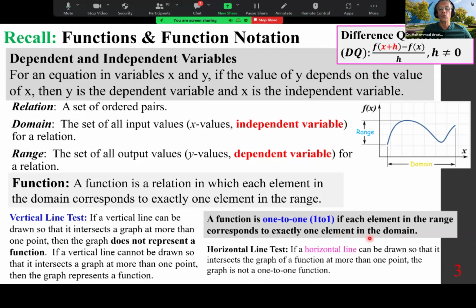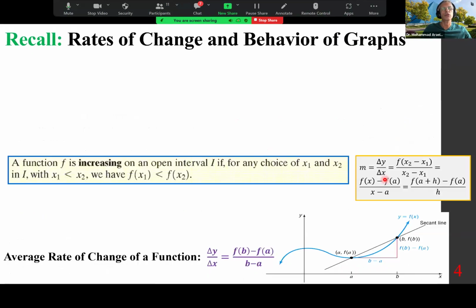A function is one-to-one if each element in the range corresponds to exactly one element in the domain. And then we have the horizontal line test, or HLT: if a horizontal line can be drawn so that it intersects the graph of a function at more than one point, the graph is not a one-to-one function. So this is the synopsis of what we've learned. In short, for a function, the x coordinate cannot repeat. For a one-to-one function, not only the x, also the y coordinates cannot repeat.